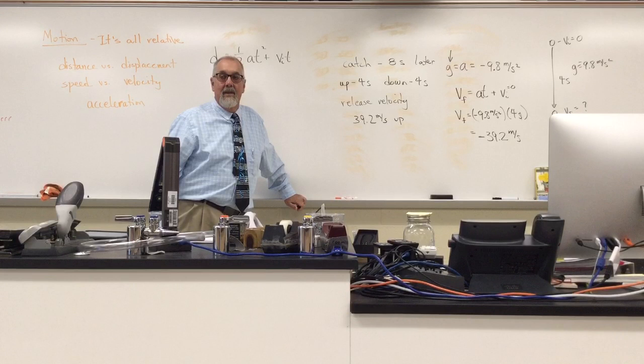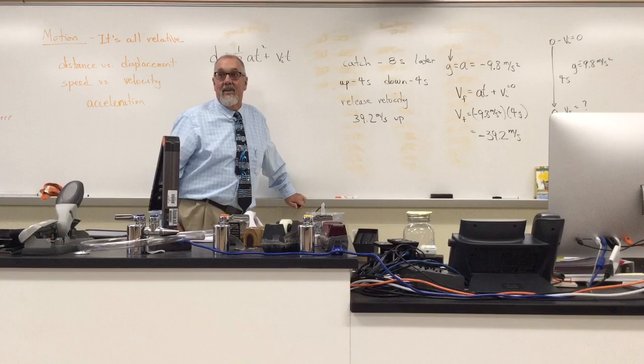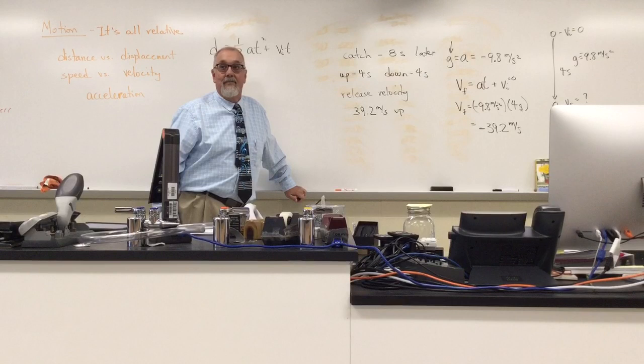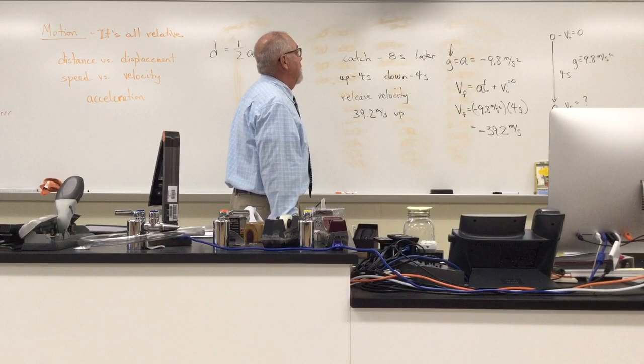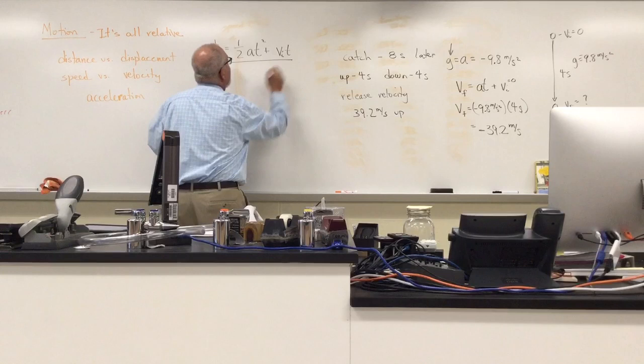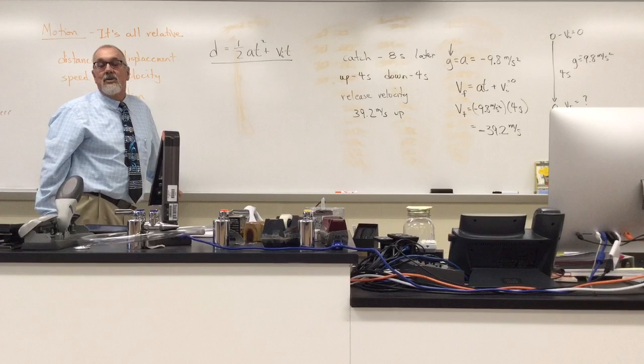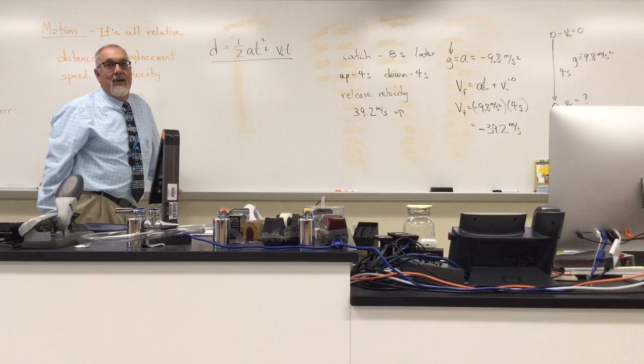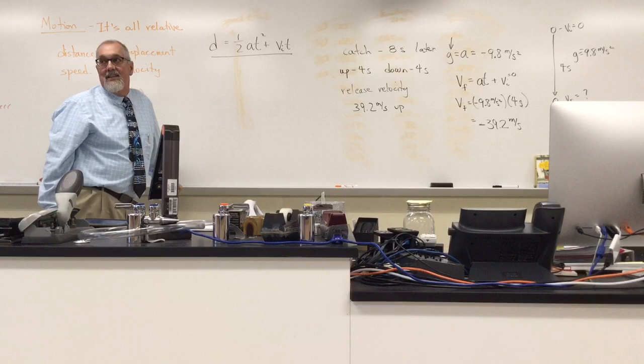Now the next question is, how high does it go, right? Agreed? And we can do that a couple different ways. One way, I could use this, right? The height is 1/2 AT squared plus VIT. Where T is what? Is it 4 or 8 seconds? In this case, Michael? 4 seconds, right? Because we just want to find its height.